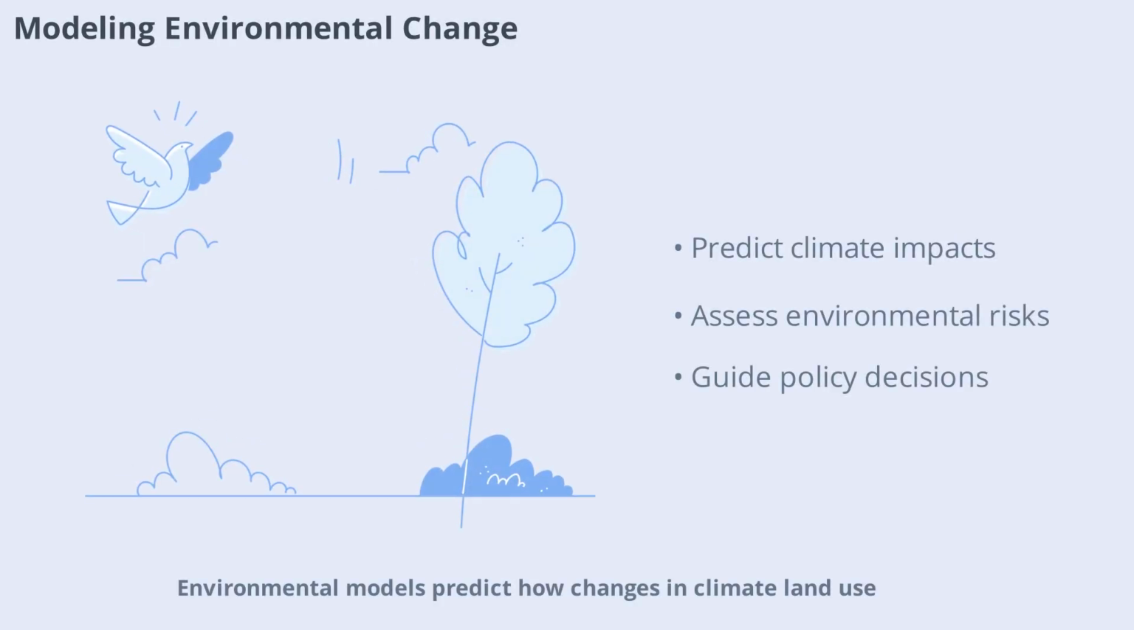Environmental models predict how changes in climate, land use, or pollution affect biological systems. These models help policymakers and scientists assess risks, plan for the future, and develop strategies to mitigate negative impacts. By modeling environmental change, we can better protect ecosystems and human health.